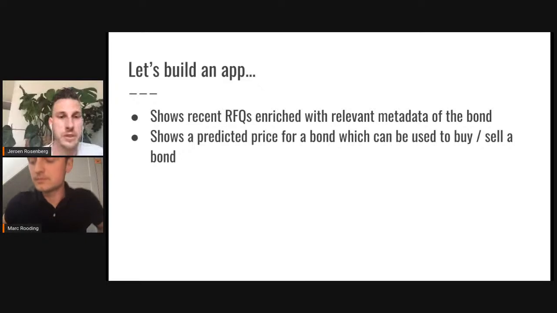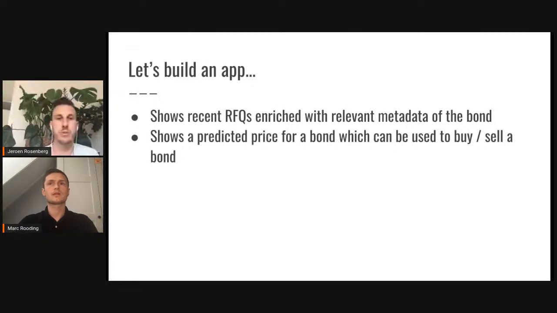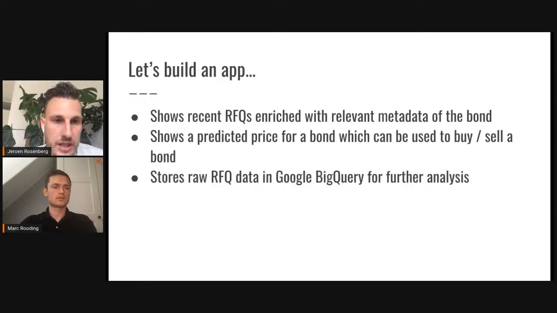Second of all, we also want to show a predicted price for a bond. As I tried to explain before, we have the ask prices and the bid prices. So it's kind of a game of what the price will be when a trade will be made. So we want to try to predict this, to also give the opportunity to make better bids, to get a trade at a sharper price. So that's the second thing, and the third thing is that we want to store the raw RFQ data in, let's say, Google BigQuery for further analysis.